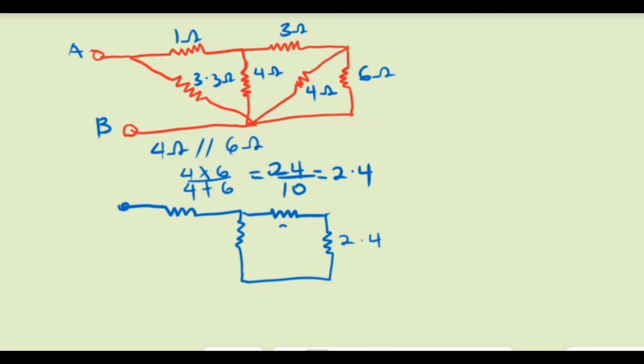Then this remains 3, then this remains 4 ohm, then here is 1, then this place comes here as this. So here is A, then here is B.